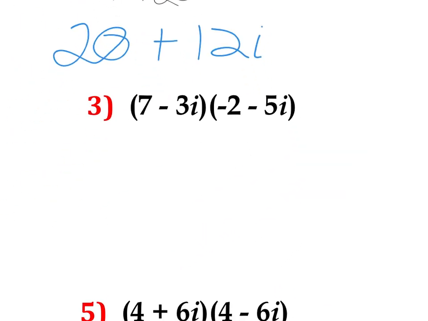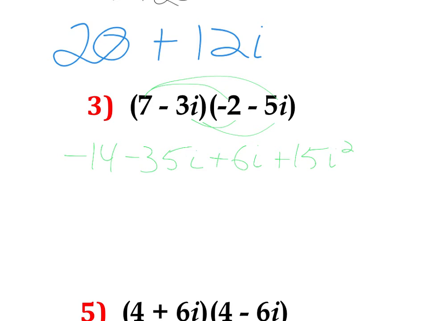Next up, 2 binomials being multiplied together. You guys may know this as the FOIL method, everyone's favorite 4-letter F word. So we'll distribute our binomials together. I'll get -14 minus 35i plus 6i plus 15i squared.